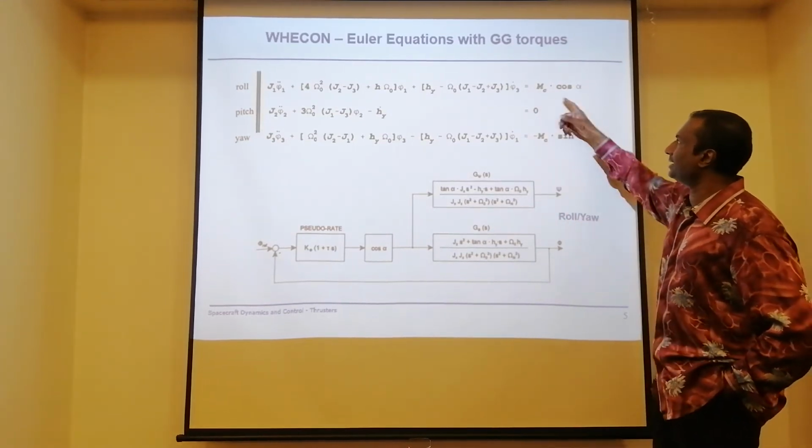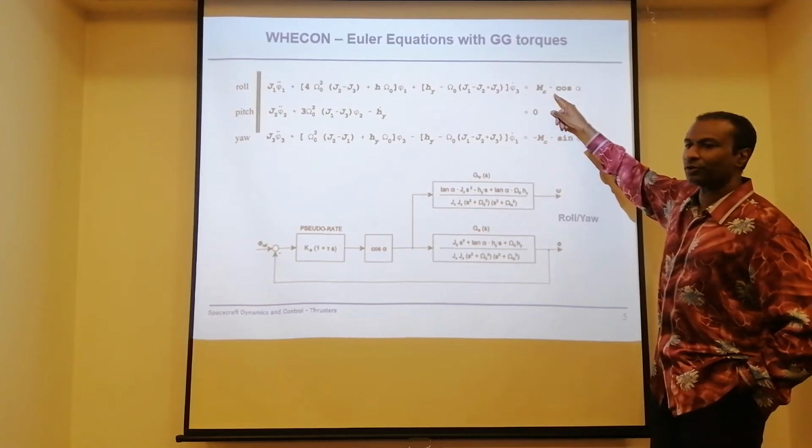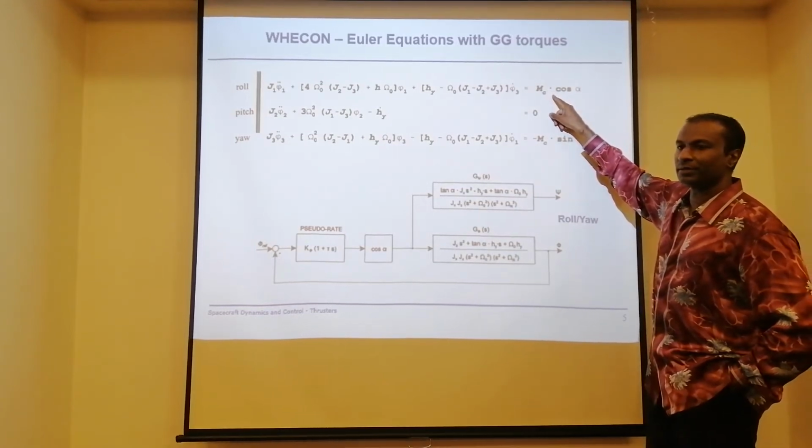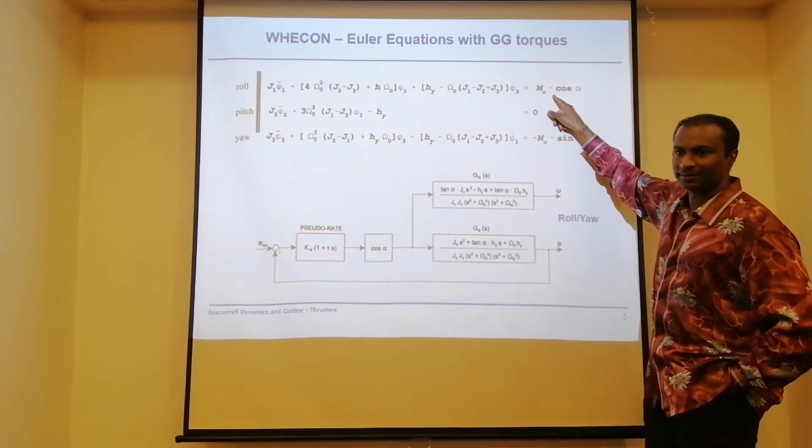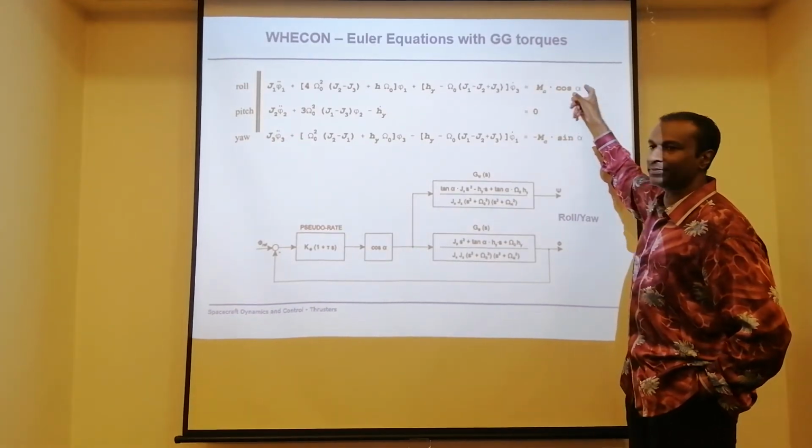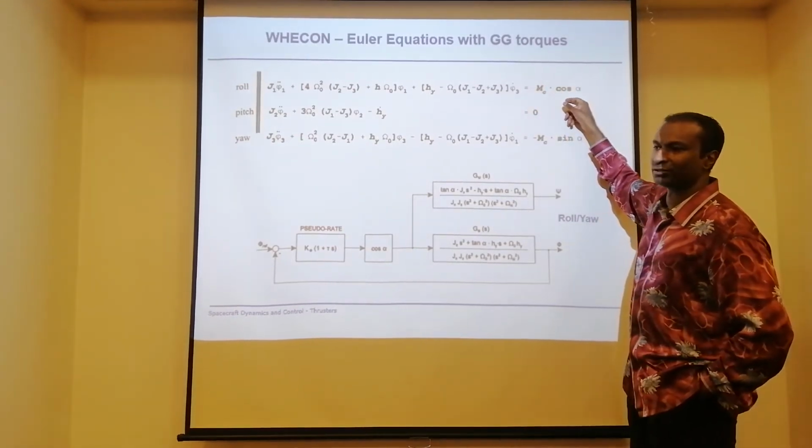Roll and yaw are the same. I need a torque. And who's going to give me the torque? My torque is going to be given by my thrusters here. So the thruster's equation is here. This is actually the torque which belongs to the thruster.